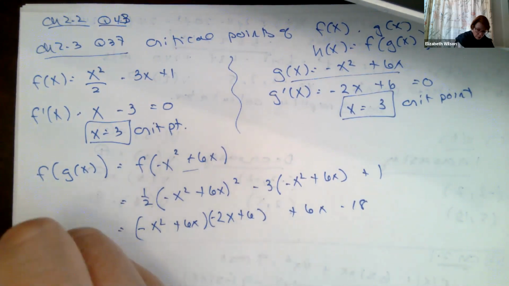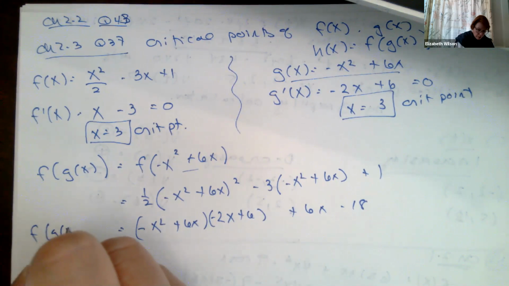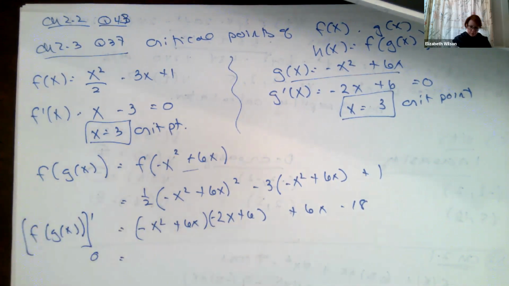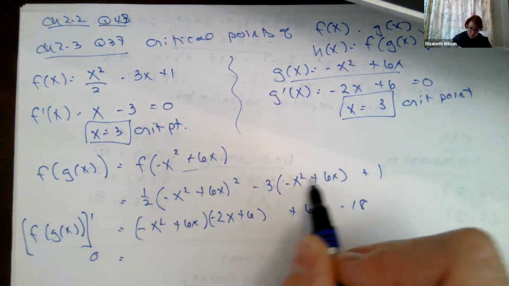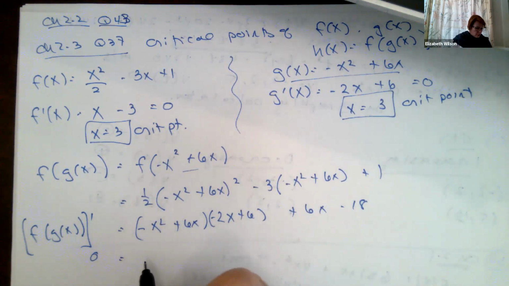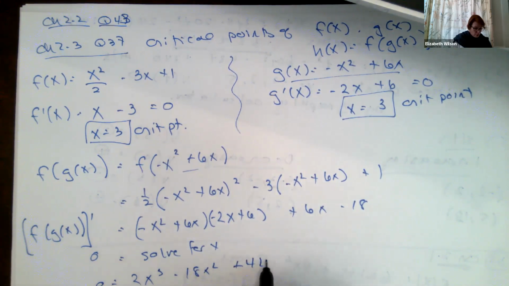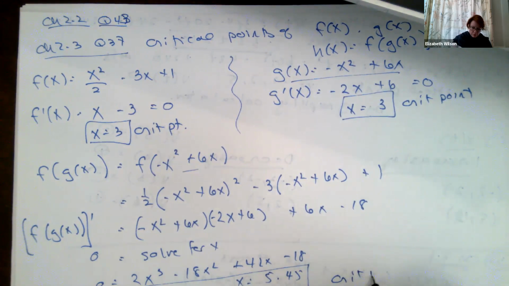So, whoops, I took the derivative. I distributed and then I just took the derivative. So now I set that equal to 0 and I solve for x. So 0 equals, there's a lot of math, 2x cubed minus 18x squared plus 42x minus 18. I get x equals 0.55, x equals 5.45 and x equals 3. These are my critical points.